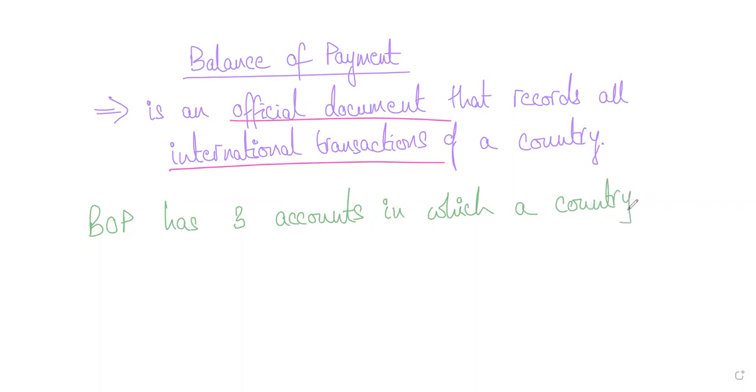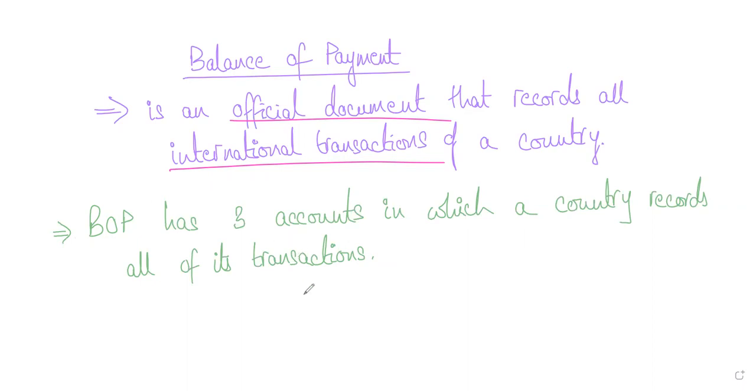So balance of payments has 3 accounts in which a country records all of its transactions, right? Is this simple? Is this making sense? So all transactions of a country, not of a business, will be recorded in these 3 accounts.